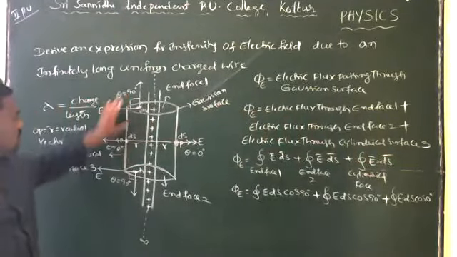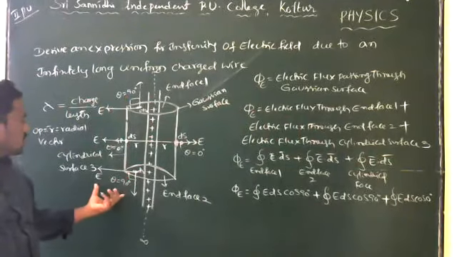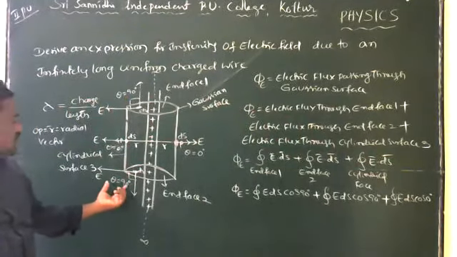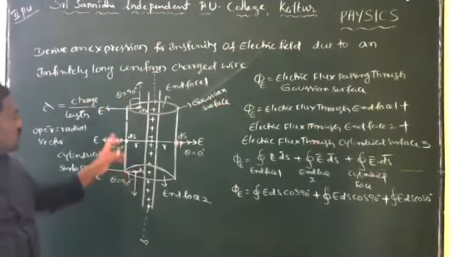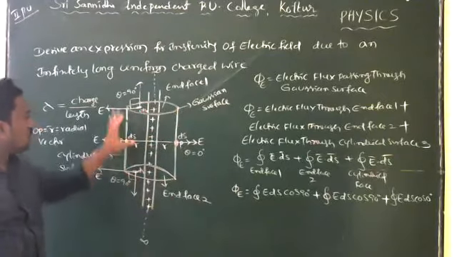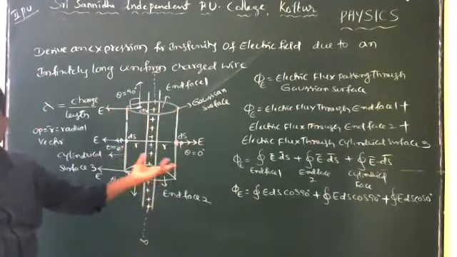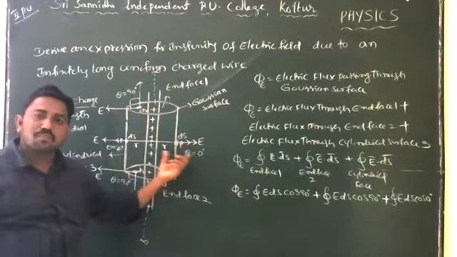On the end faces, on the second end face, E and ds are perpendicular to each other. So what is the angle? Theta equal to 90. And on the cylindrical surface or curved surface, at any point on the Gaussian surface, E and ds are parallel to each other.